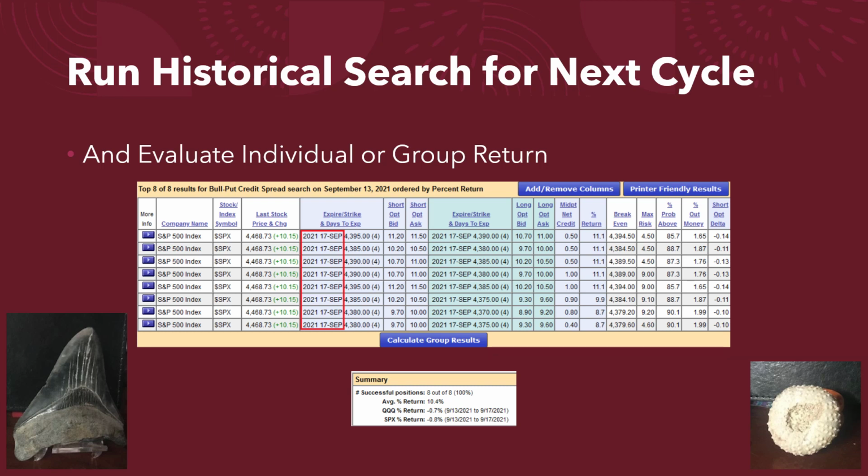We run the search on September 13th, and we see the expiration for September 17th. Once again, we have 8 positions that match our criteria. We click Calculate Group Results, and for that next weekly cycle of SPX bull puts with an 85 to 90% probability, short option delta of negative 0.15 to negative 0.09, another 100% success rate, average return of 10.4%, even with SPX being down 0.8% over that same time period.